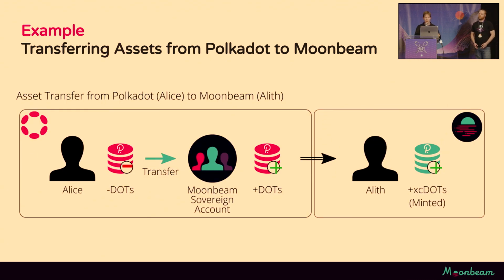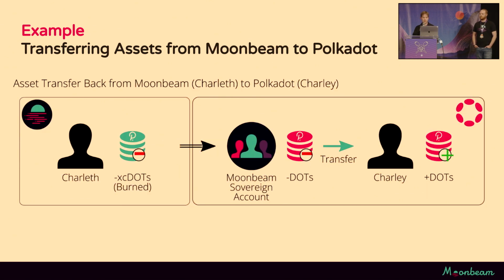And continuing with the prior example, this is a similar diagram, but if Alice wants to send DOT to Moonbeam, she first transfers the DOT to Moonbeam's sovereign account, and then those XC-DOT are minted on Moonbeam. And vice versa, if we wanted to go backwards, Charlie first has to burn these XC-DOT. This is done via the Substrate assets pallet, so we're not just sending to a random burn address. And then a message will be received by the Moonbeam sovereign account, an XCM message, which will then transfer the native DOT back to Charlie.